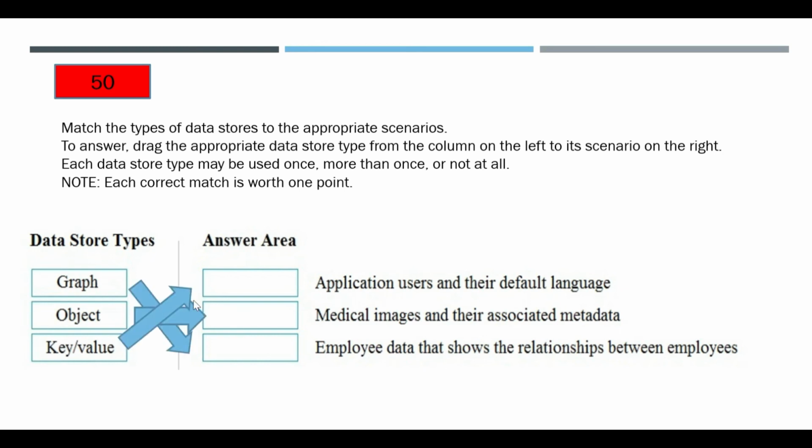So graph maps to this one, key value maps to first one, and object maps to the second one. So this brings us to the end of part 4 of this video series.